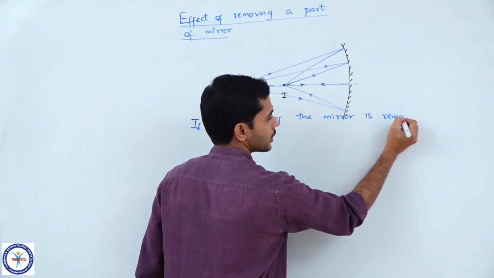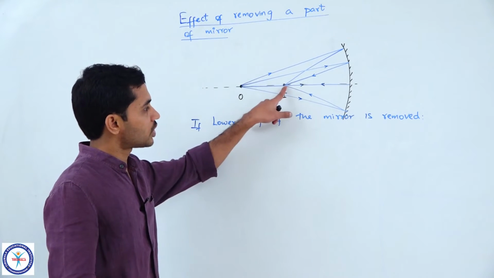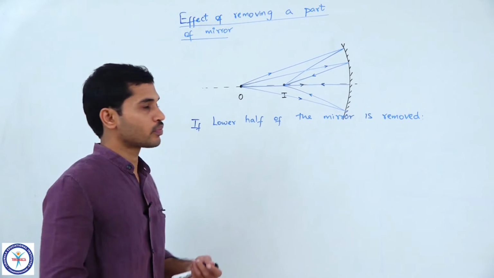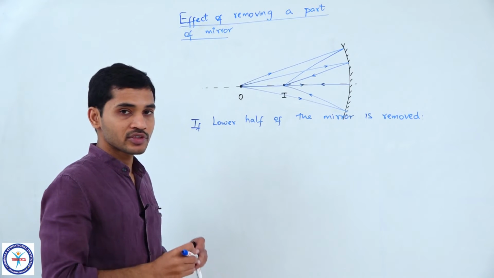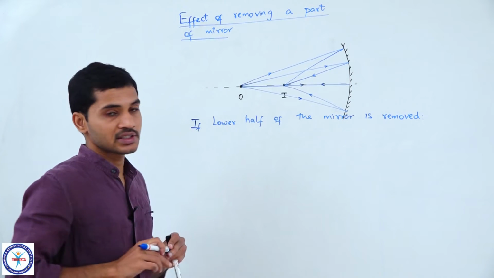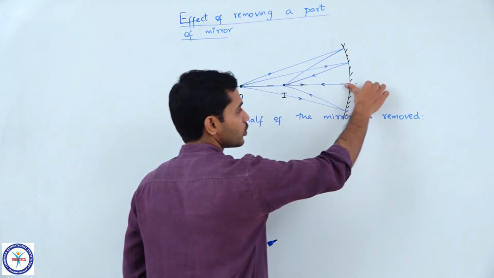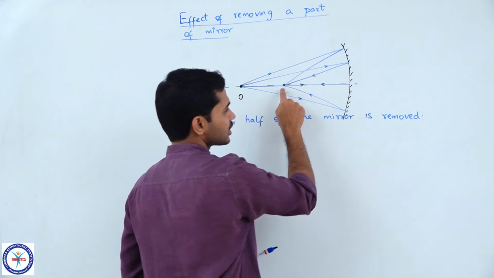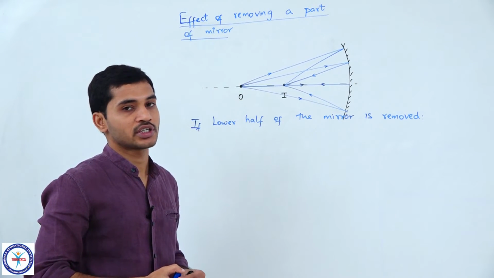So, now can you guess what will happen in this scenario? Will the location of the image change? No, because you can still see what is happening with the remaining part of the mirror. The reflections will occur in the exact same manner as they were happening earlier. So, even if I remove this part of the mirror, this will still be happening in the same way, which means the location of the image will not change.